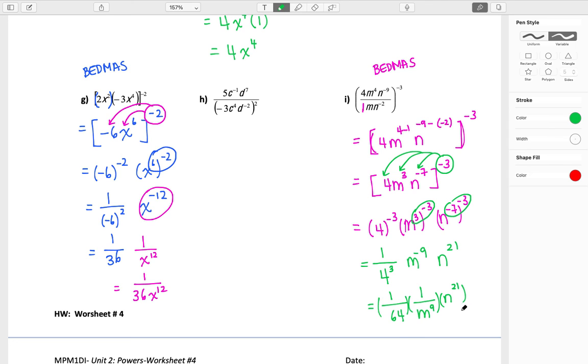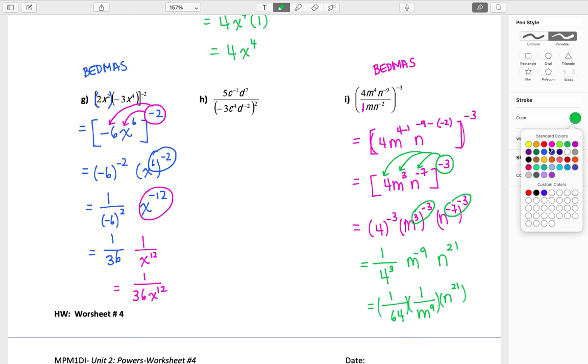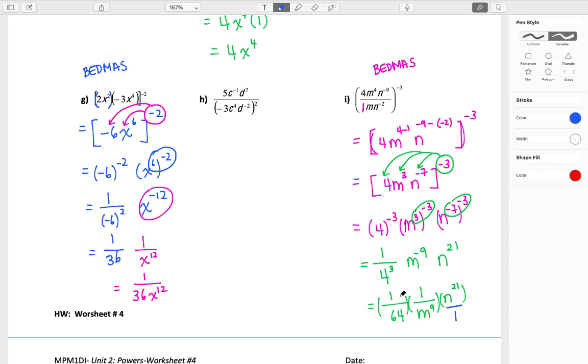Keep in mind that n to the 21 essentially means it's over 1. So for my numerator, it's 1 times 1 times n to the 21, so the numerator is n to the 21. And for my denominator, I have 64 times m to the 9. And that is your final answer.